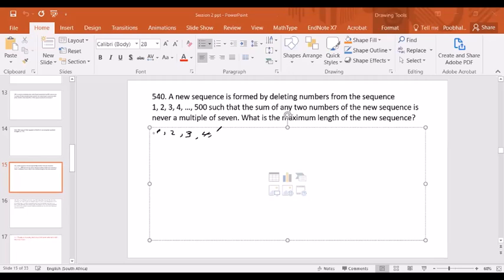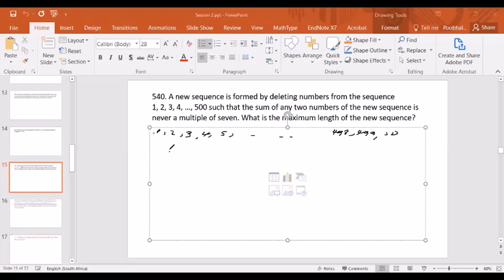Well, I'm not going to write all those numbers, obviously. I go all the way, and it's going to land up at 498, 499, 500. And then I delete numbers from the sequence, such that the sum of any two numbers of the new sequence is never a multiple of 7. What I'm going to do is delete these numbers so that the sum of the numbers in the new sequence is not a multiple of 7.